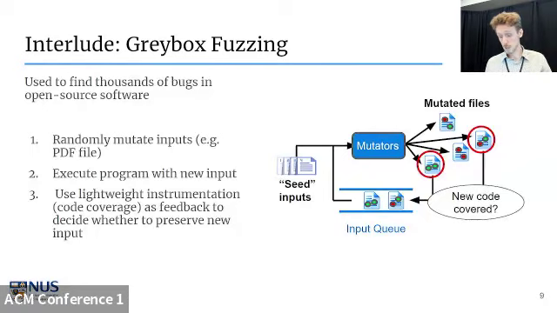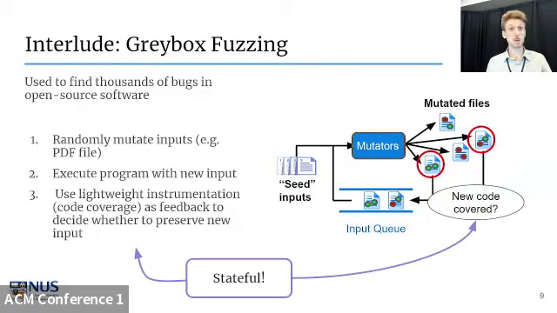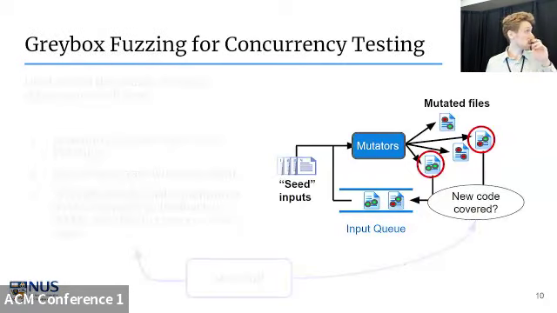And so the observation here is that this is exactly the kind of statefulness that we were looking for in our concurrency testing approach. So this allows the fuzzing algorithm to sort of learn, in a very crude sense of the word, about different executions and reason about multiple executions. So the question is how can we apply this kind of framework to concurrency testing?